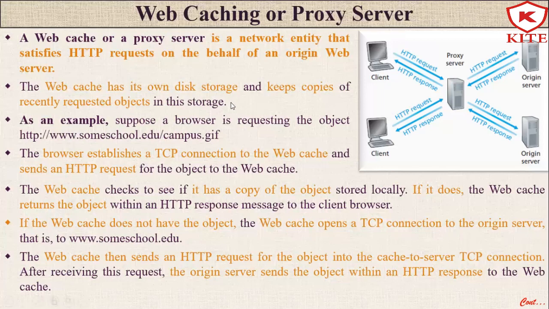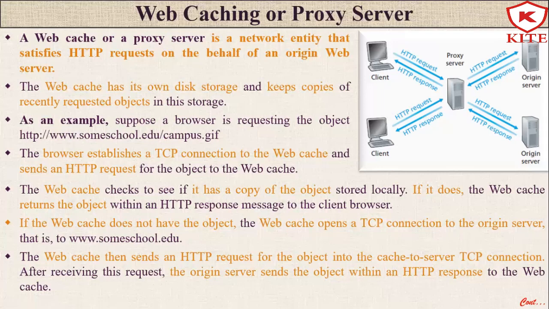Here, for example, suppose the browser is requesting the object http://www.someschool.edu/campus.gif. If the object is stored in the proxy server, it is returned to the client browser. If the object is not stored in the proxy server, then the request passes to the origin server, and the origin server responds with that object to the proxy server, which returns it to the client browser. So now let's see how it works.